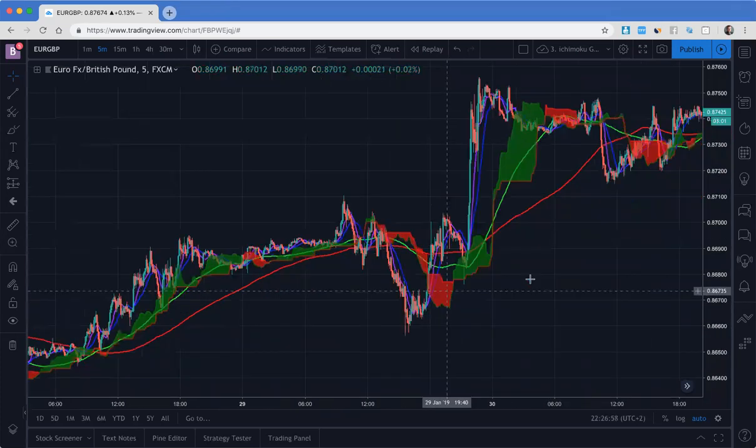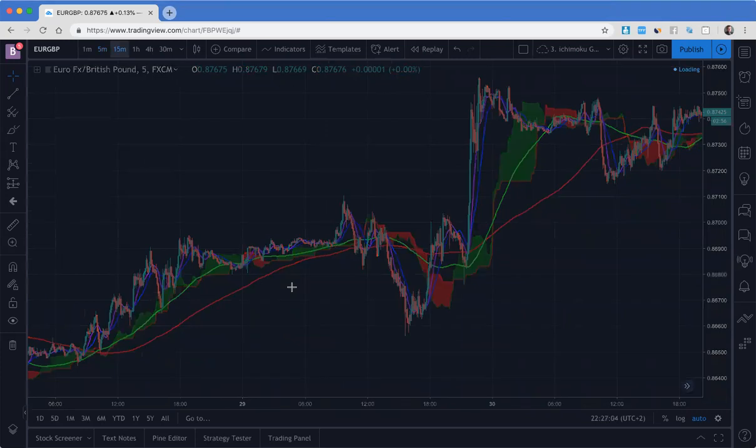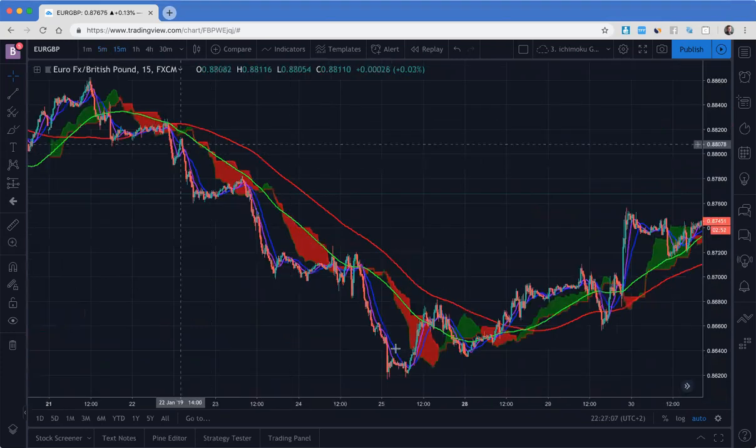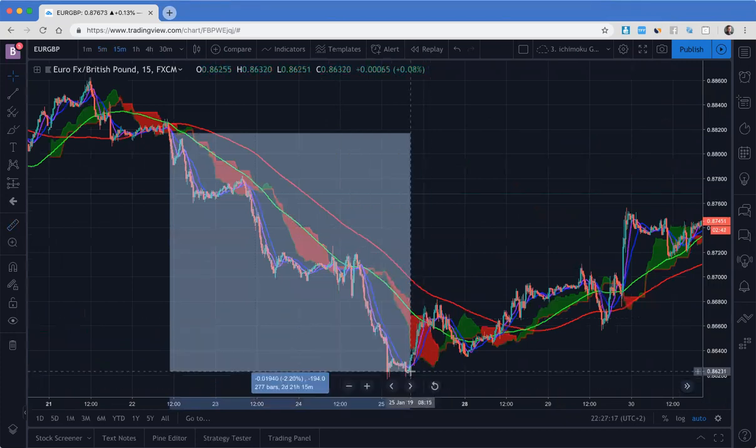So on 5 minutes, I would go for about 6 pips. On the 15 minutes, I like it a little bit more because it's a little bit more stable. And you see here what kind of rows you make. You can also do it on an hour time frame if you're more of a swing trader. But look at this. This is 200 pips. This took 2 days and 21 hours.